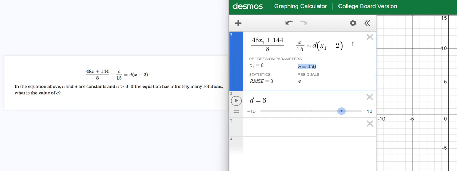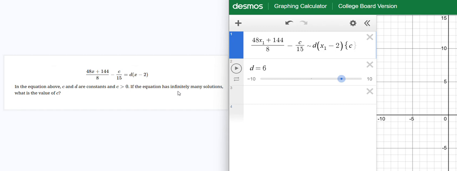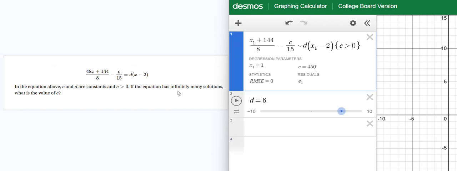Some people like to put the condition c greater than 0. How do we put the condition? We do a set of parentheses like this, or a set bracket. We tell them that c is greater than 0. It has no effect over here, but still okay because the c is already above 0, or greater than 0.